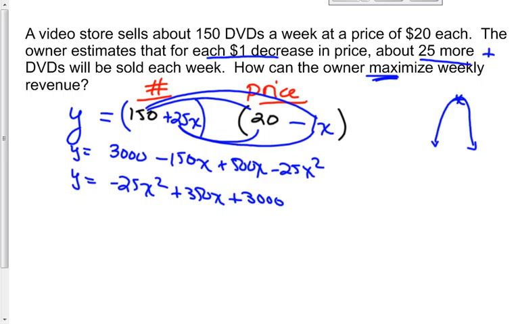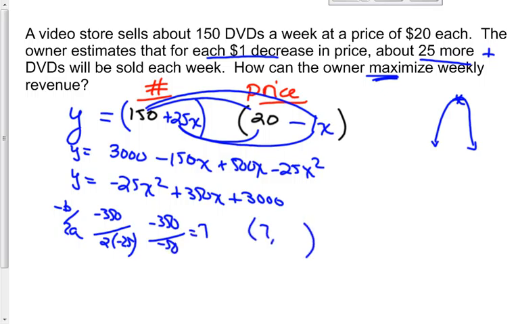Now I can get my vertex. Negative b over 2a. Negative 350 over 2 times negative 25. Negative 350 over negative 50. 7. X coordinate is 7. Now be careful, 7 is not the answer to this question. 7 is the number that we're going to use to help us answer how. How can the owner maximize his revenue?